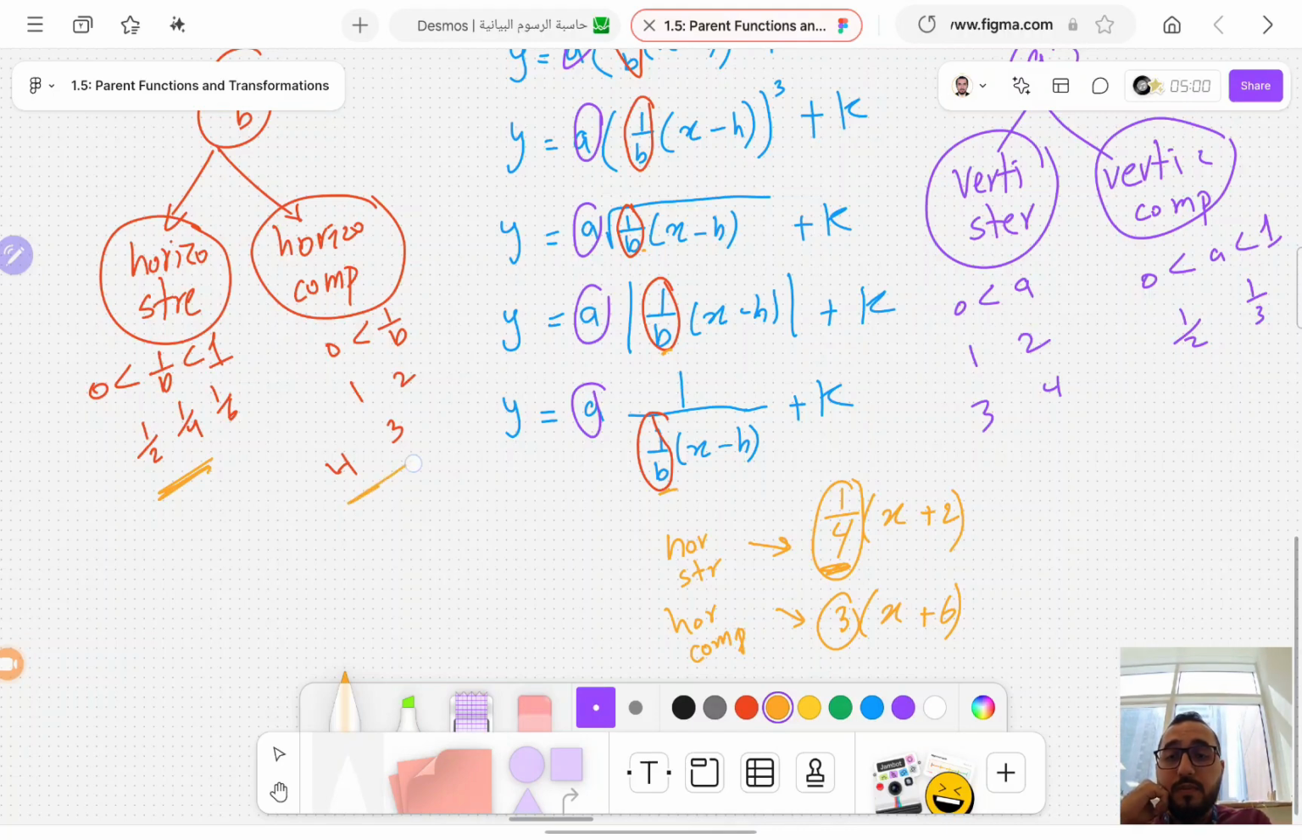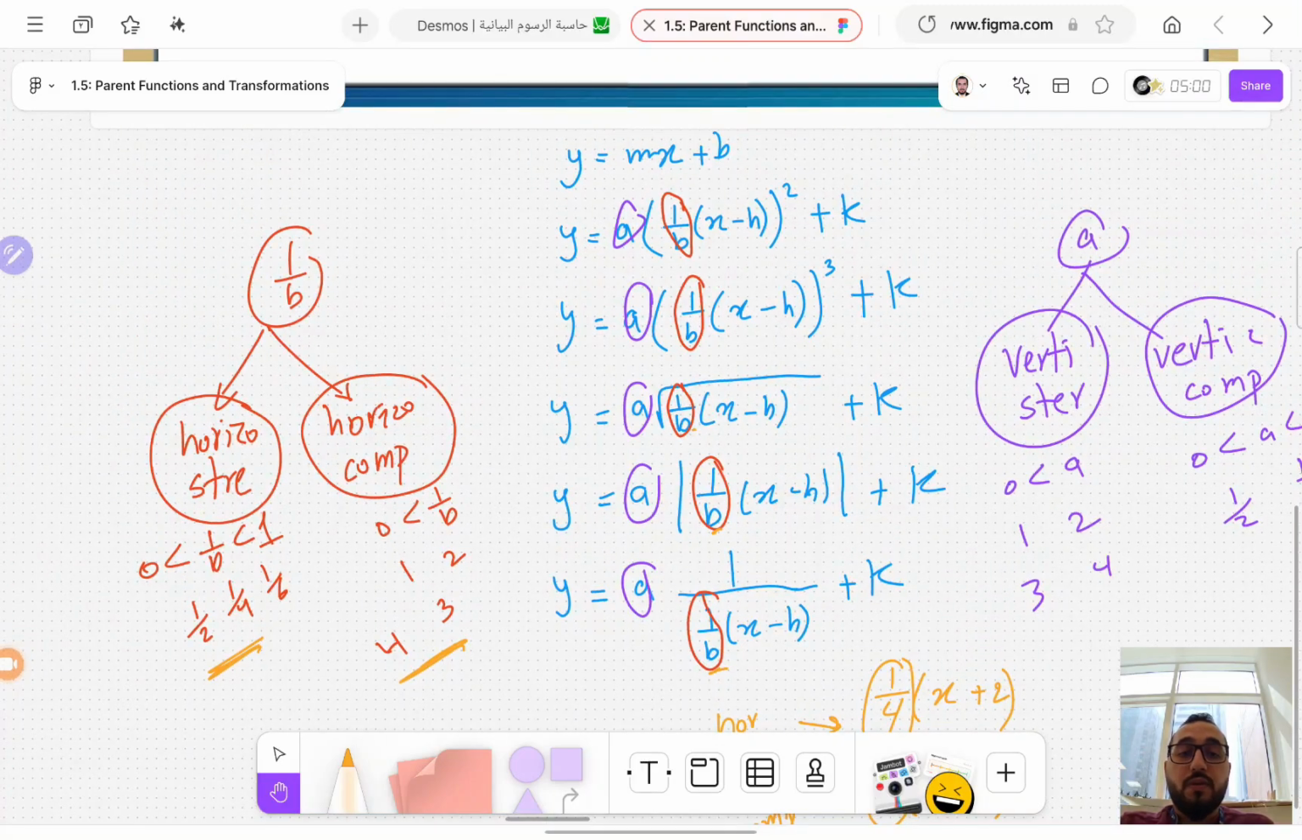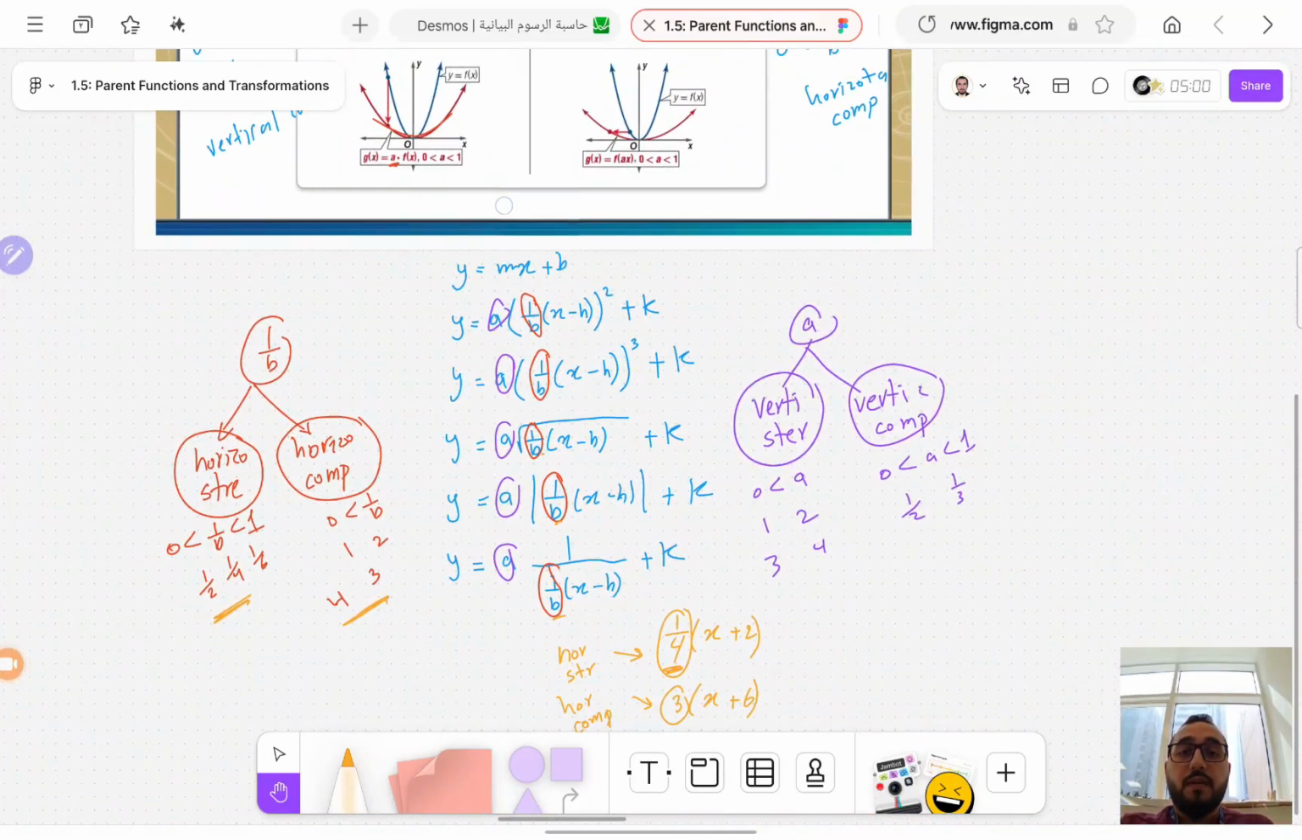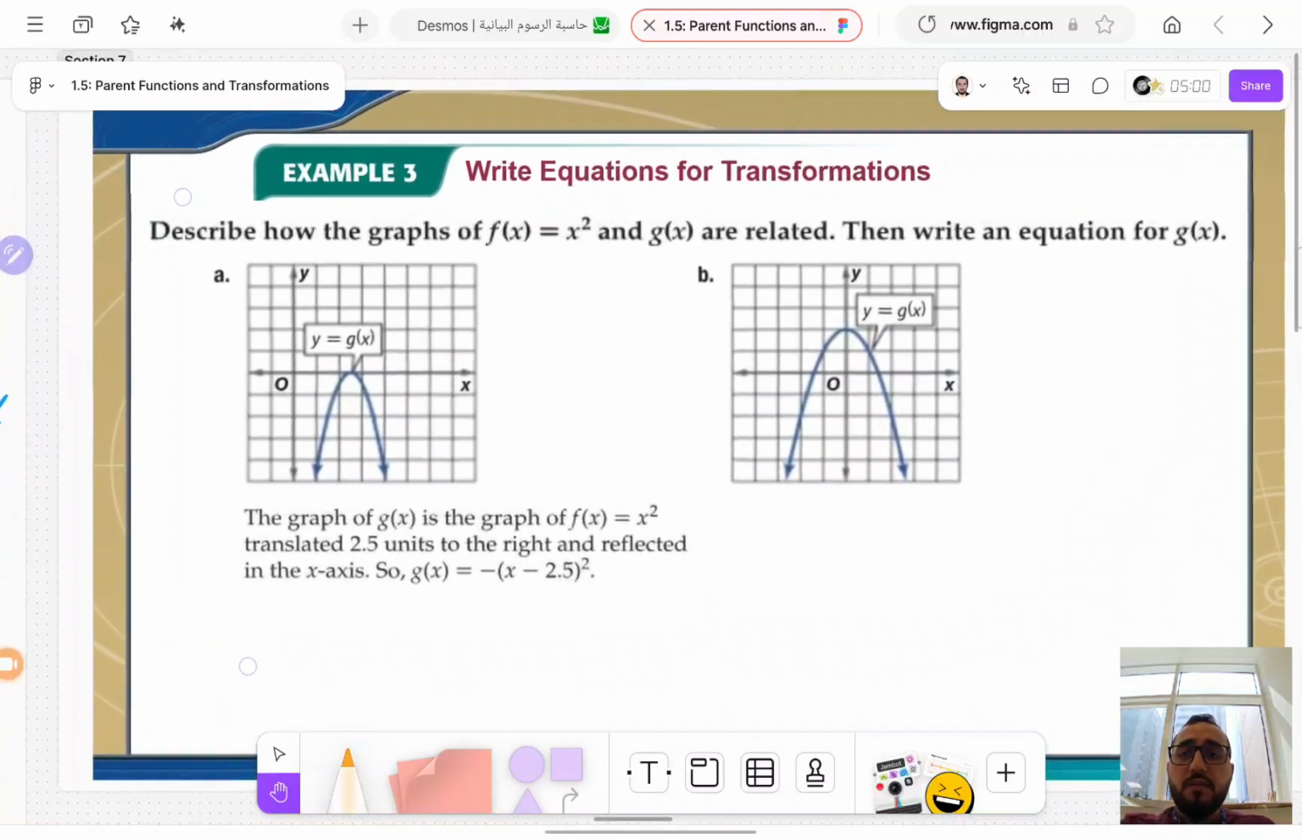Why? Because we just mentioned this one here. So I hope you understand now the difference between 1 over b and a. Now let's check this graph.